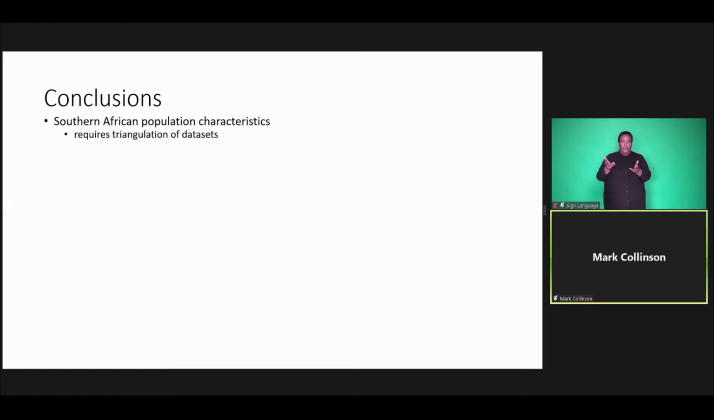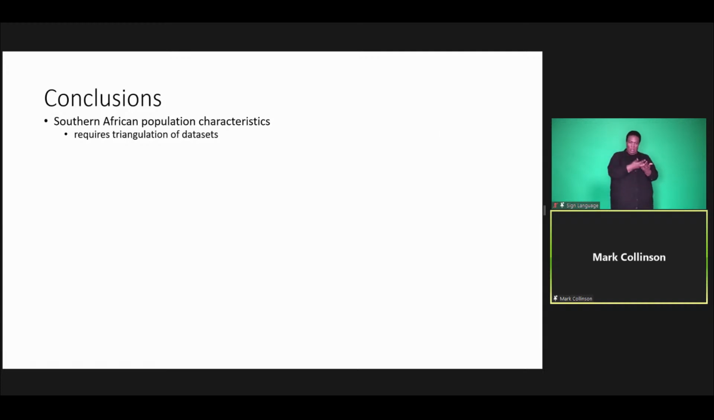In conclusion, Southern African population characteristics require a triangulation of data sets. This was mentioned earlier. It was reminding me of what the minister said on Monday. We need, to a large extent, African solutions to African dilemmas, and the extent of labor migration is an African dilemma.